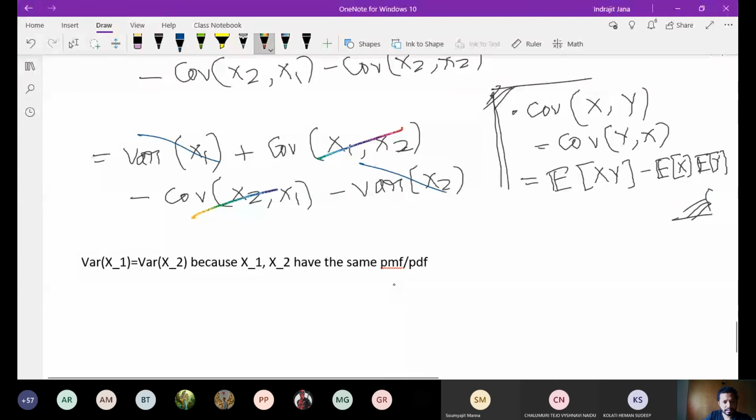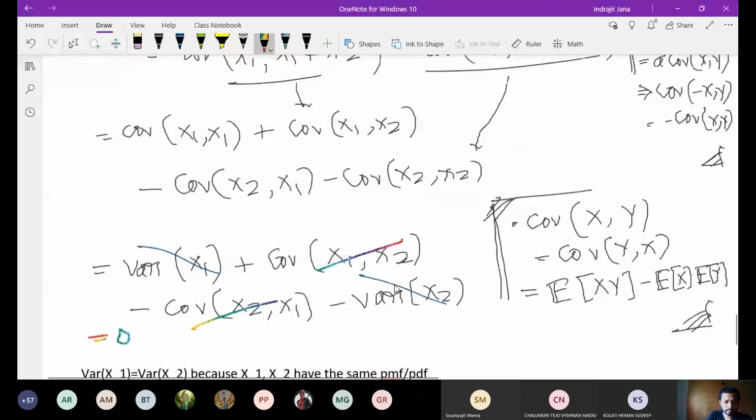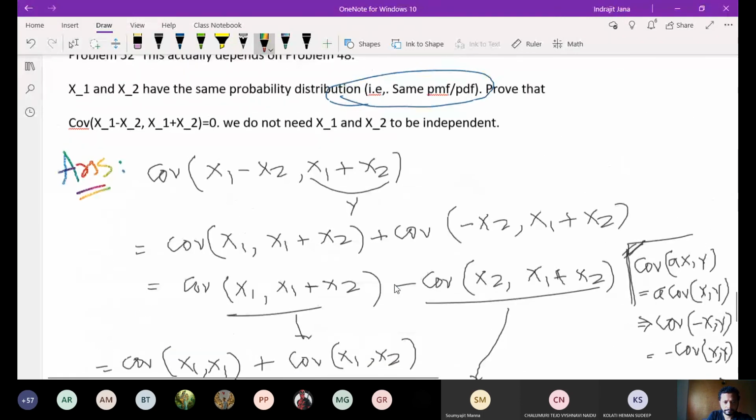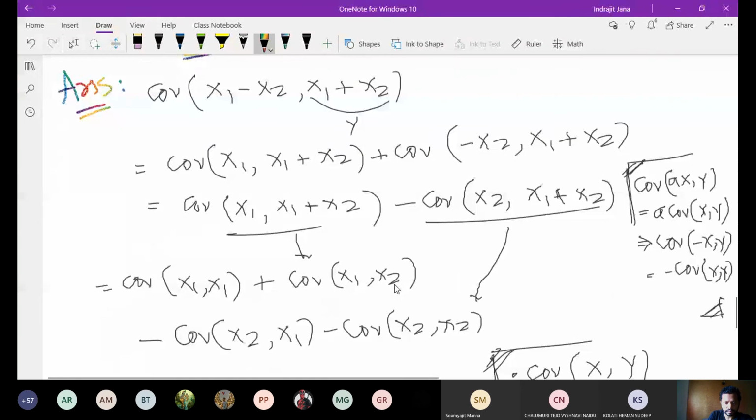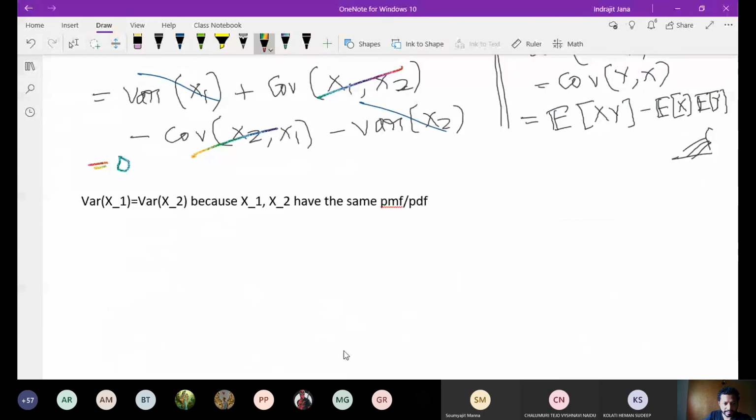That's what you are looking for. So this thing is going to be 0. This is what you are trying to prove. Once more, these variances are the same because they have the same PMF or PDF.